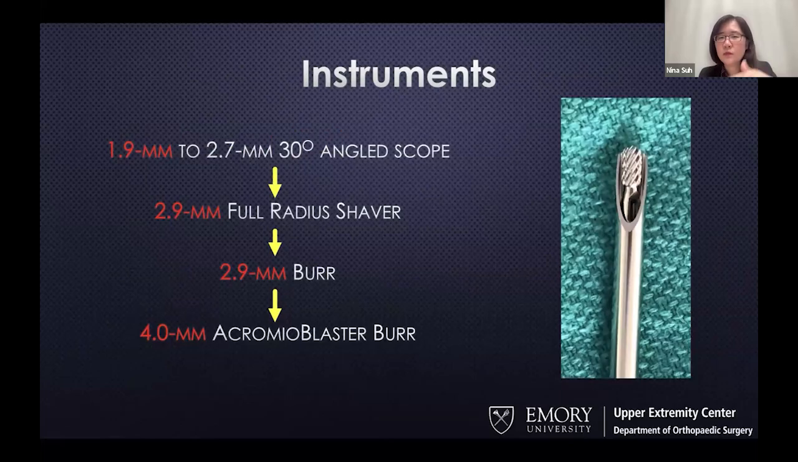When I do this, I convert it to other procedures now, but irrespective, when I did this, I would use the 1.9. I would start with a 2.9 millimeter full radius shaver, get rid of all the synovial tissue. Then I would use a 2.9 millimeter burr. And then actually this 4.0 acromioblaster burr, which is typically the shoulder surgeons will have it.